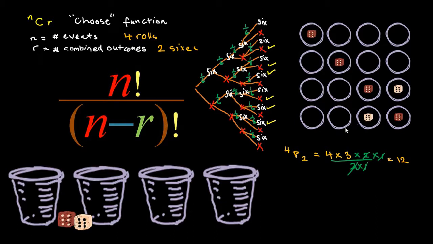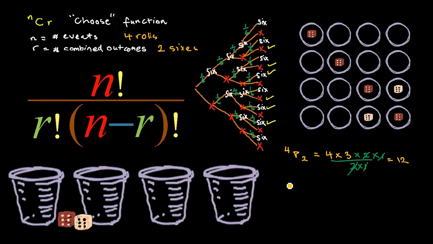Well, it turns out that for every combination, there are r factorial permutations. So to eliminate the repeats here, what we need to do is divide by r factorial. So the combinations formula, nCr, is n factorial over n minus r factorial, but with another factor in the denominator, in other words, r factorial. So when we divide through by r factorial, we get the number of combinations.